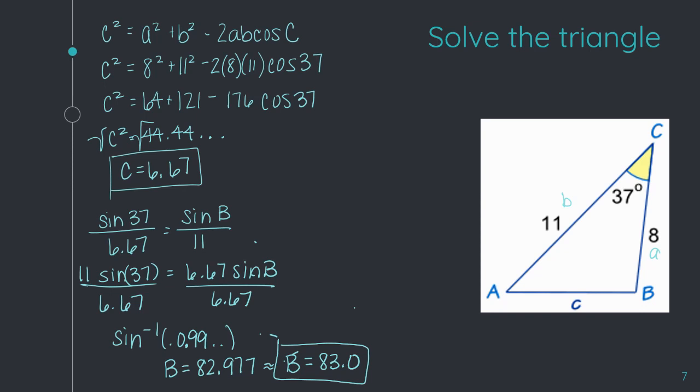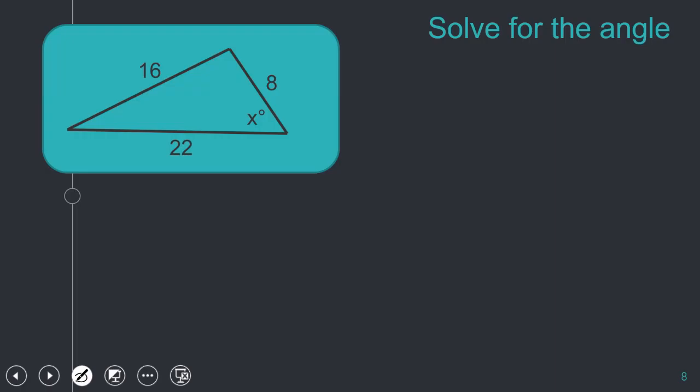And I know C is 37. Let's just subtract those from 180. So 180 minus 83 minus 37 gives me an angle of 60 degrees. Okay, so hopefully this is starting to make sense. We can use law of cosines to help us solve for a missing piece, and then from there find the remainder of what we are working with.